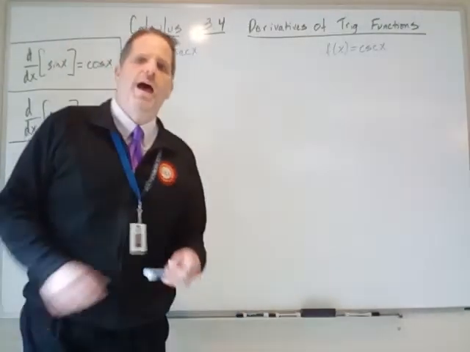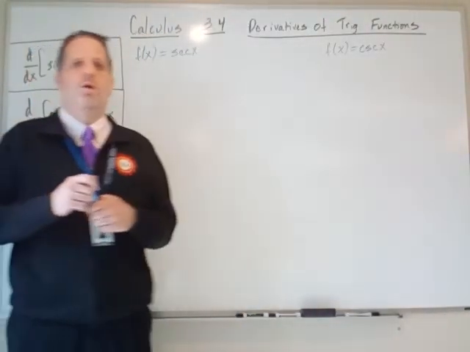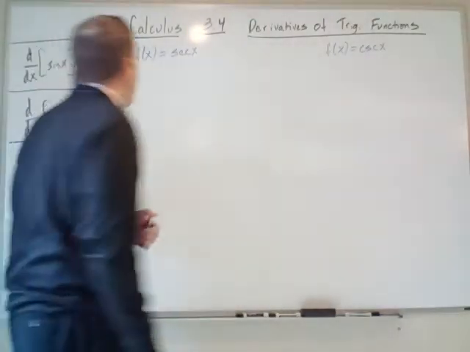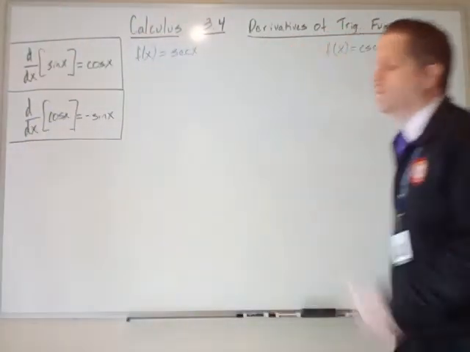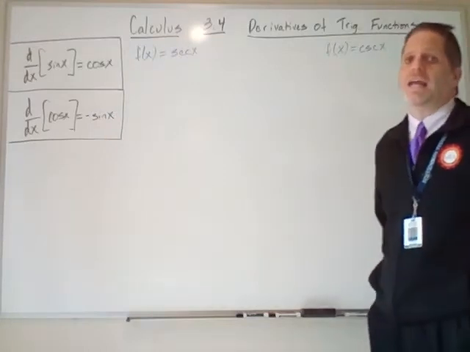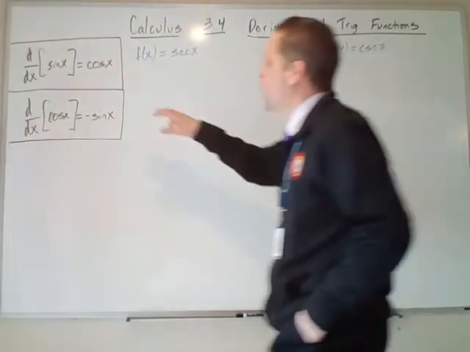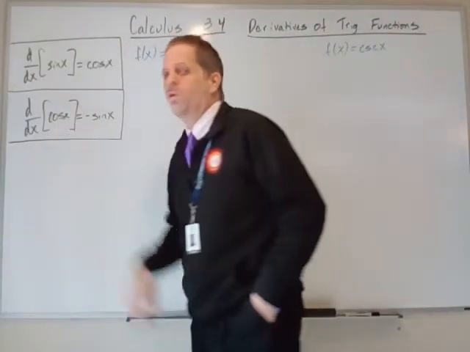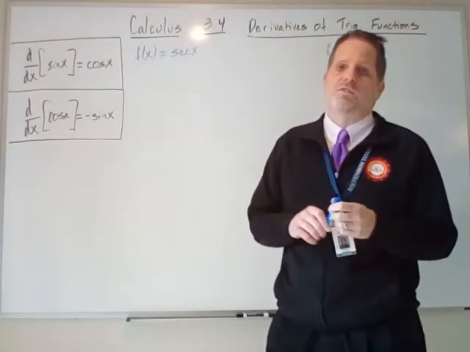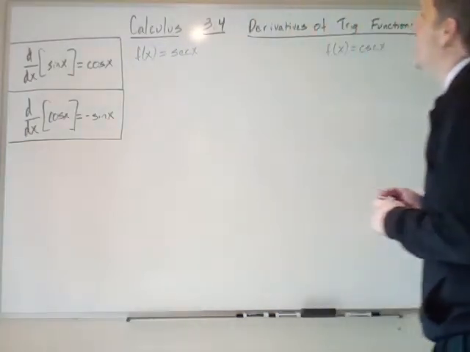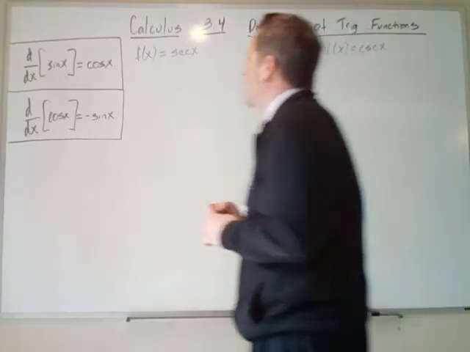All right, let's derive the derivatives for secant of x and the cosecant of x using the derivatives of the sine function and the cosine function. The derivative of the sine function is the cosine function. The derivative of the cosine function is opposite sine function. Okay, so let's find out what is the derivative of the secant.